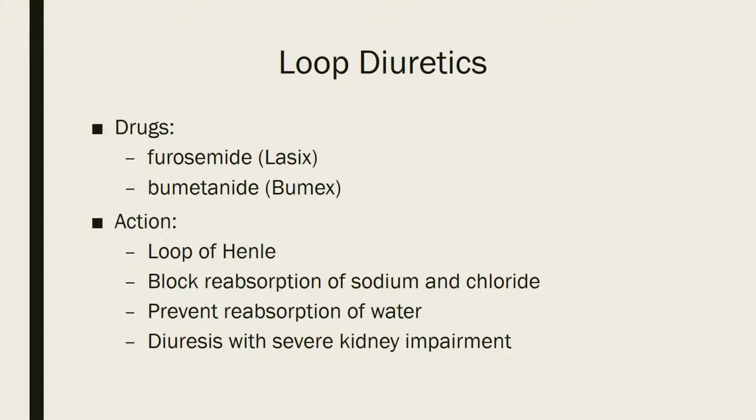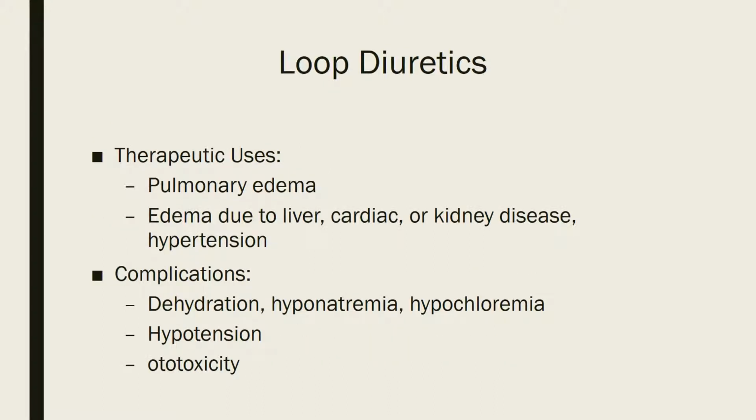Diuresing with severe kidney impairment. Therapeutic uses are pulmonary edema, edema due to liver disease, which is ascites, cardiac or kidney disease, and hypertension. Typically with hypertension, diuretics are usually the first thing that the physicians will prescribe as first-line treatment.